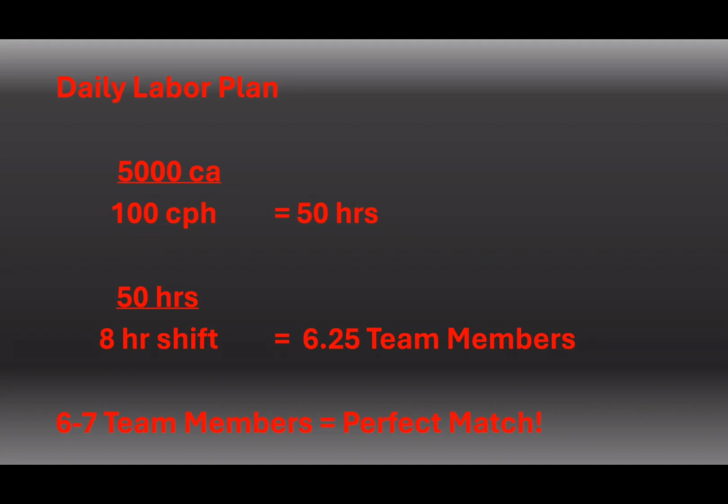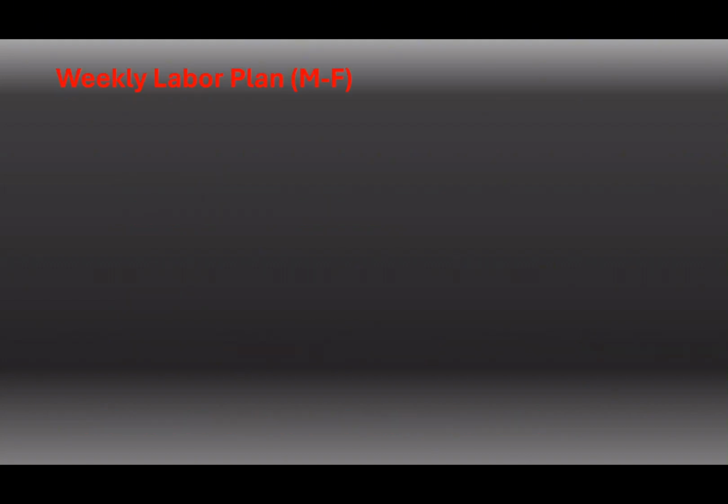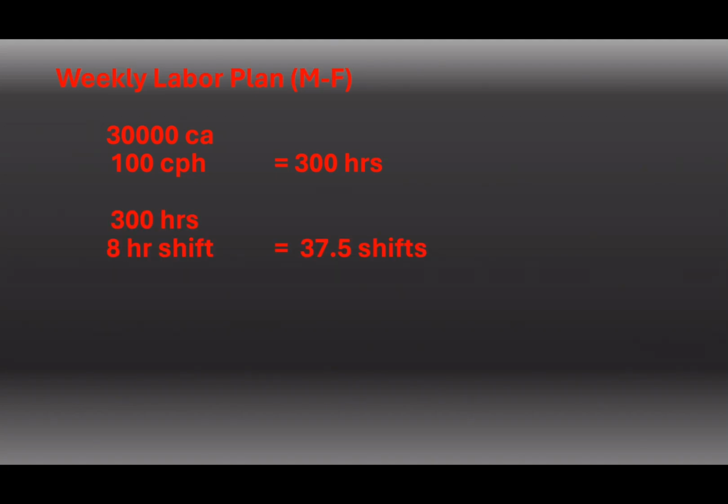Let's explore a weekly labor plan, for example, where between Monday and Friday your company will need to process for shipment 30,000 cases. Using the same rate per hour and shift length, your 30,000 case volume divided by 100 cases per hour equals 300 labor hours needed for the 5-day week to complete the required volume. If you work 8-hour shifts, divide the 300 hours by 8 to get 37.5 shifts needed this week.